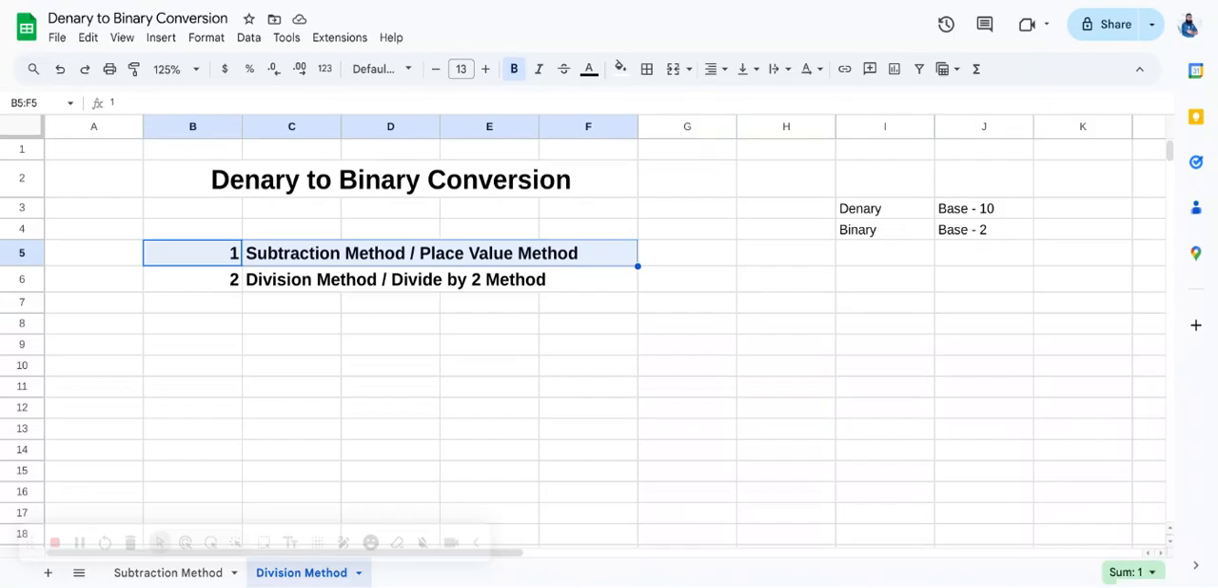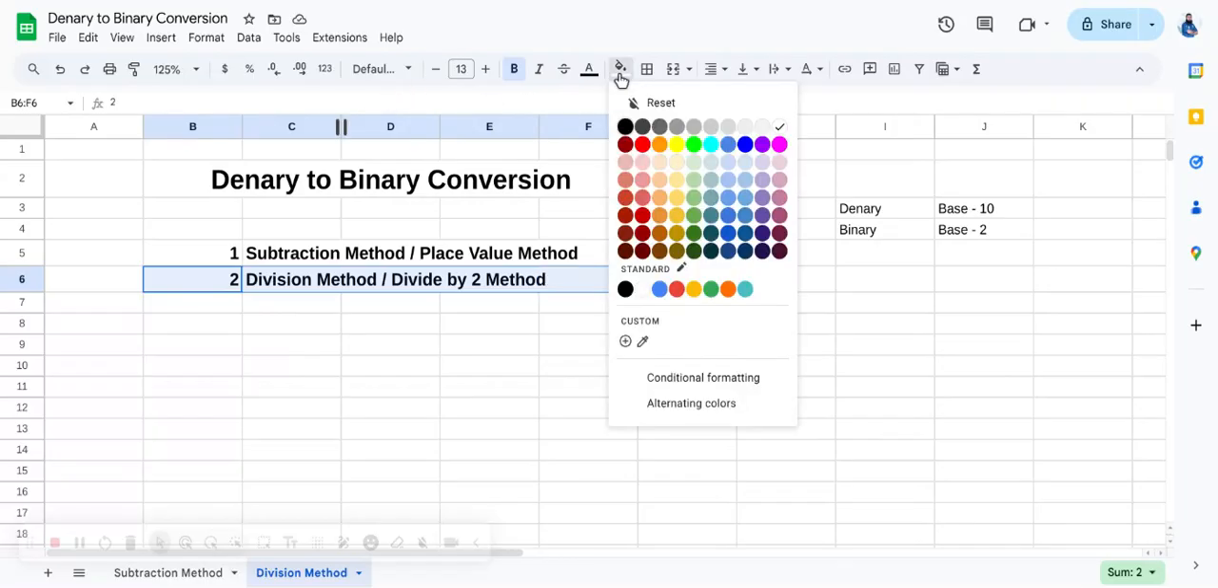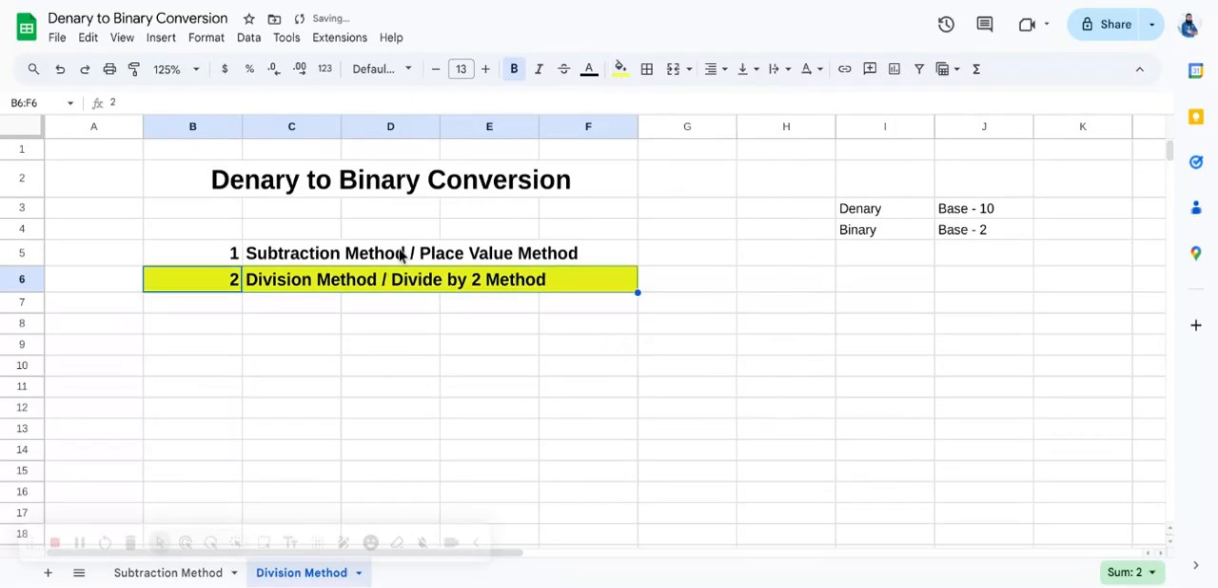Now we have a second method, that is called the division method or divide by 2 method. There are some steps that you have to consider when you are using this type of method. It is much different than the method used earlier, which is the subtraction method. So here you need to first understand what you are going to do in the table.